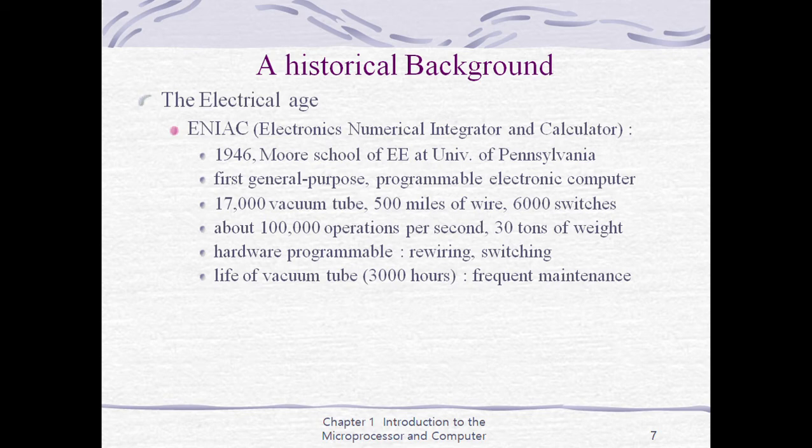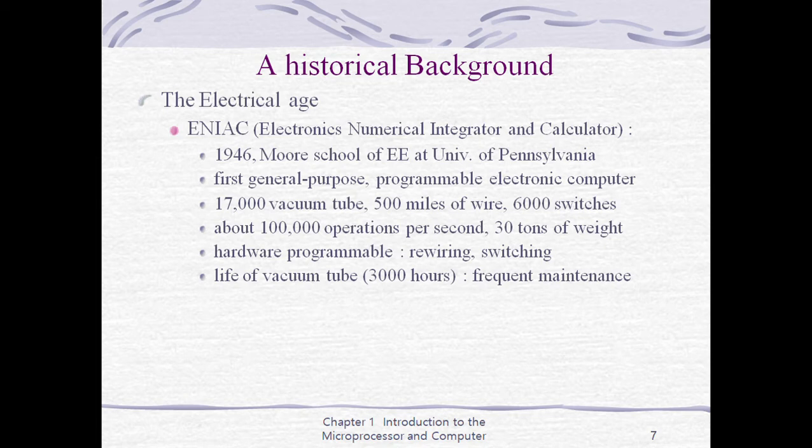This Electronic Numerical Integrator and Computer was so big that it consisted of 17,000 vacuum tubes, and it contained 500 miles of wire. It had 6,000 switches and ran at about 100,000 operations per second. That was the speed. It is nothing compared to modern-day computers, but at that time it was so fast. It weighed 30 tons, so huge, so heavy.